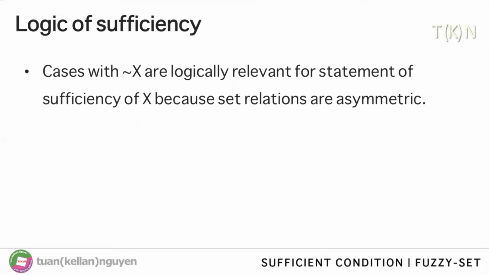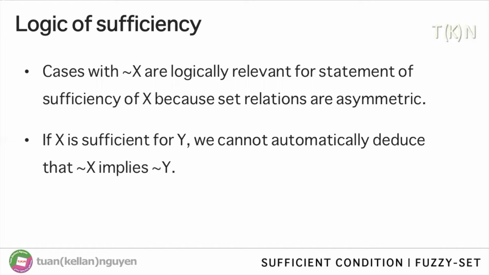It is important to note that cases with not X are logically relevant for the statement of sufficiency of X because set relations are asymmetric. Alternately said, if X is sufficient for Y, we cannot automatically conclude that not X implies not Y.